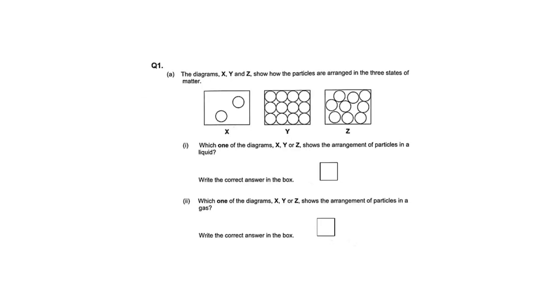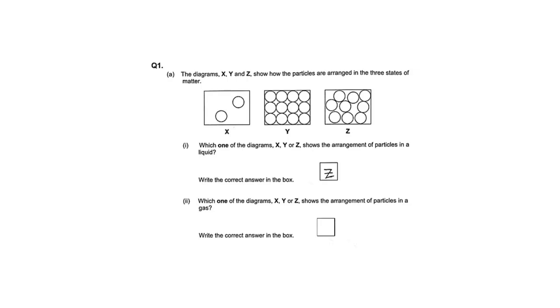The diagrams X, Y, and Z show the particles arranged in three states of matter: solid, liquid, and gas. Which one of the diagrams shows the arrangement of particles in a liquid? And it's going to be Z. Remember, in a liquid, the particles touch each other, but they're not in a regular arrangement. So this is Z. They're able to flow around each other.